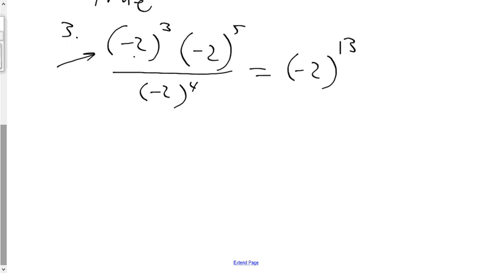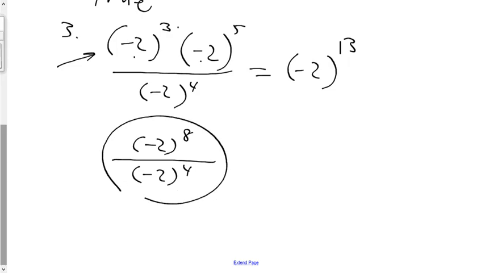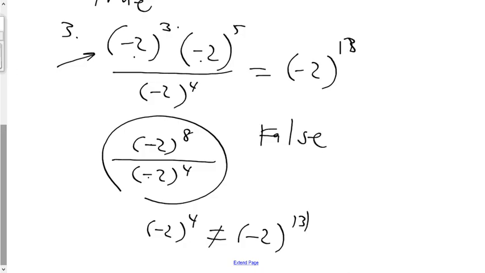Well, the first thing you want to do is solve your multiplication. Since these are the same base, you can keep your base and add your exponents, giving you negative 2 to the 8 divided by negative 2 to the 4. And when we think about division of the same base, you can keep your base and subtract your exponents. And since negative 2 to the 4 does not equal negative 2 to the 13, then we say, was it 11? 11, sorry. Then we can say false, they are not the same thing. And that's why.